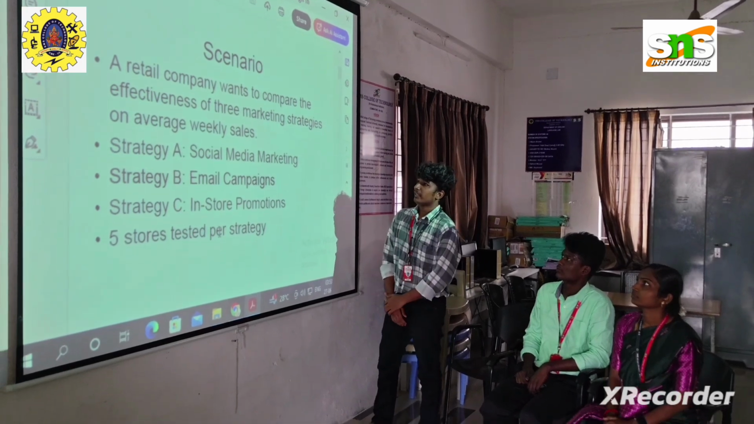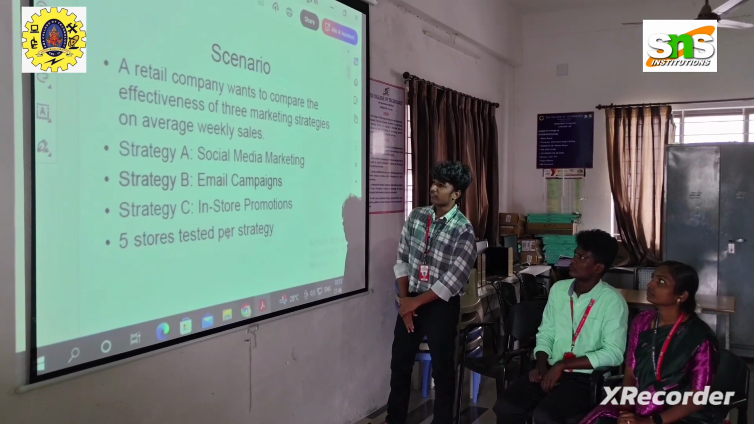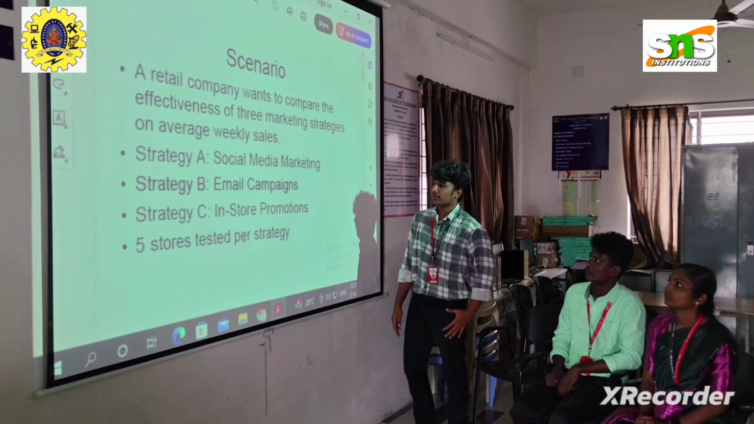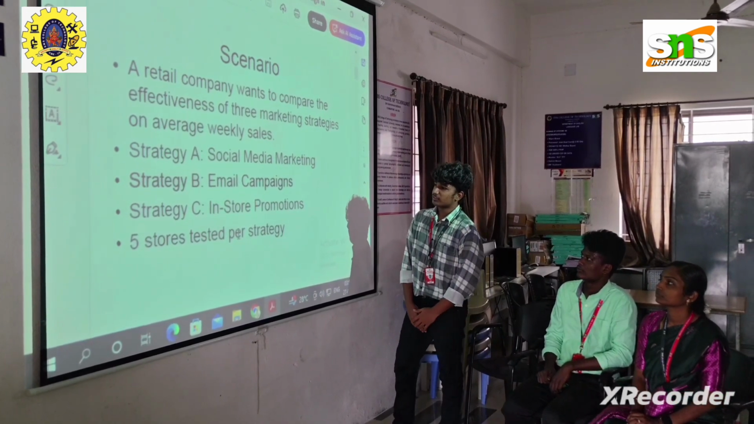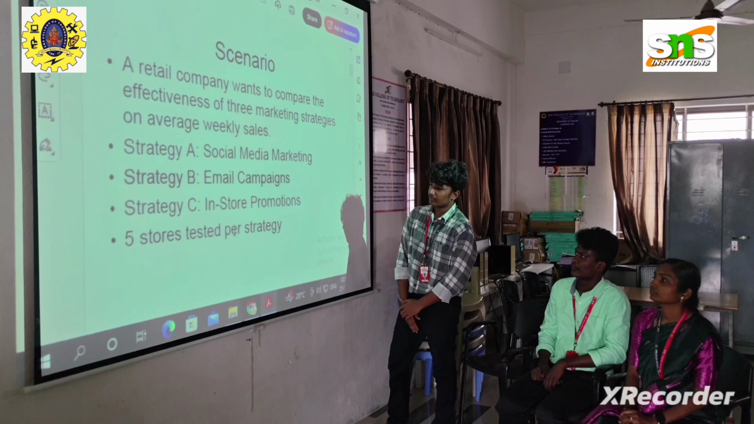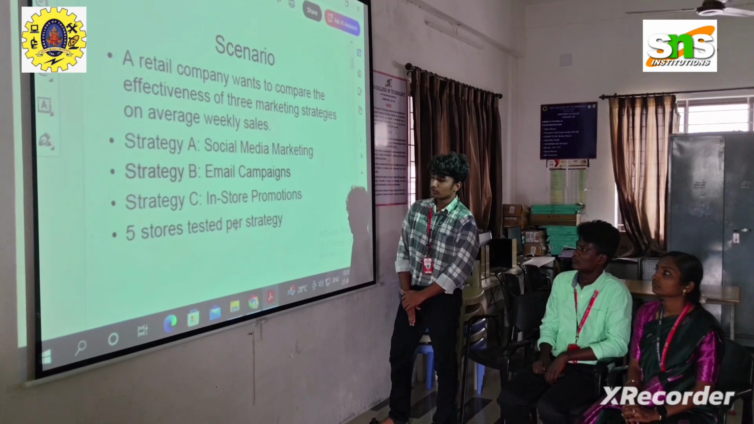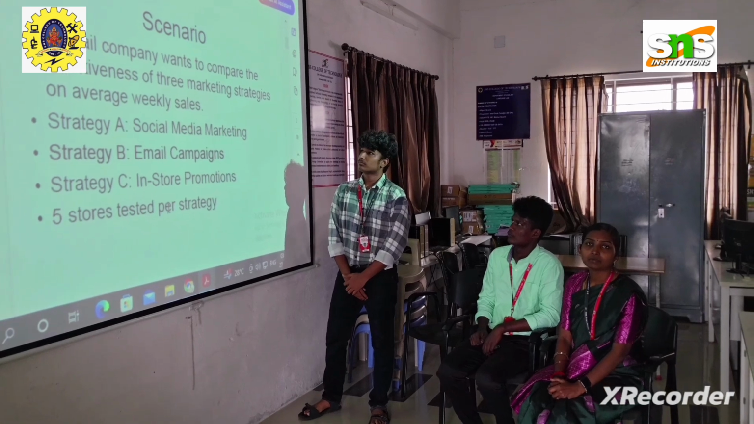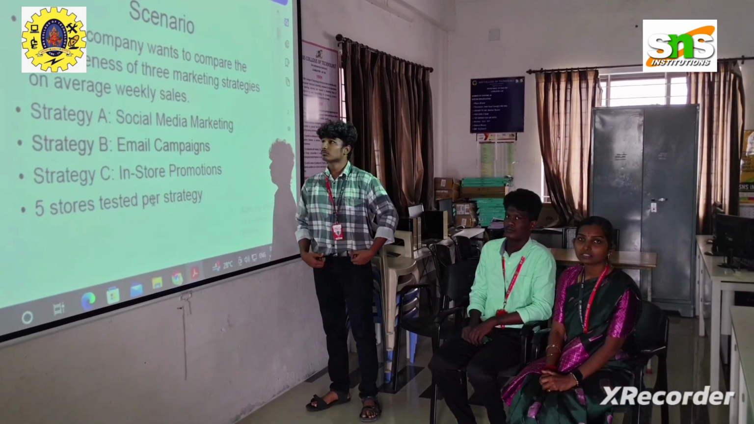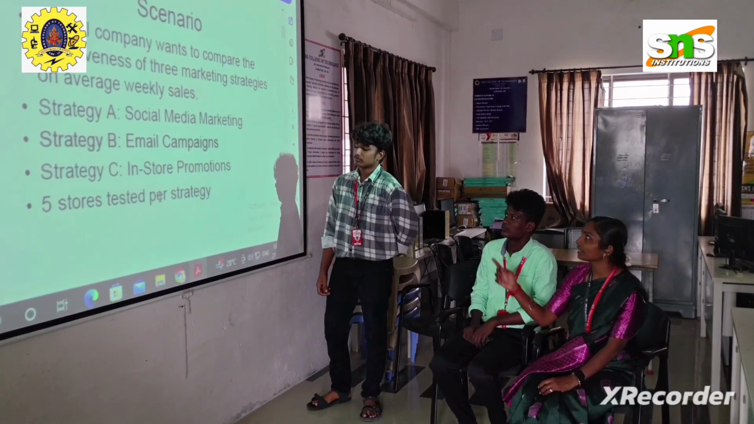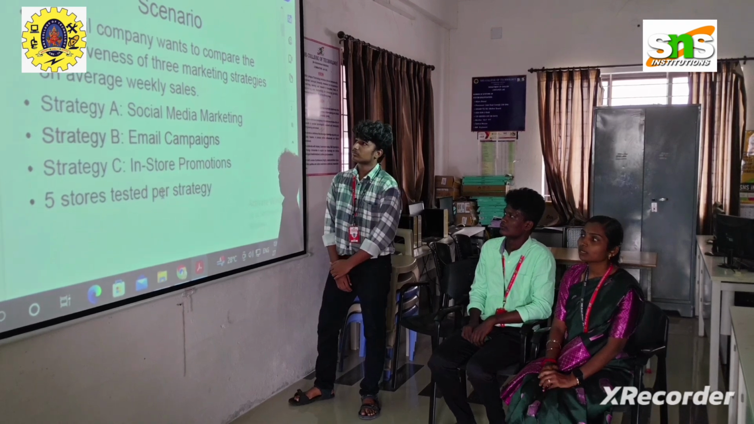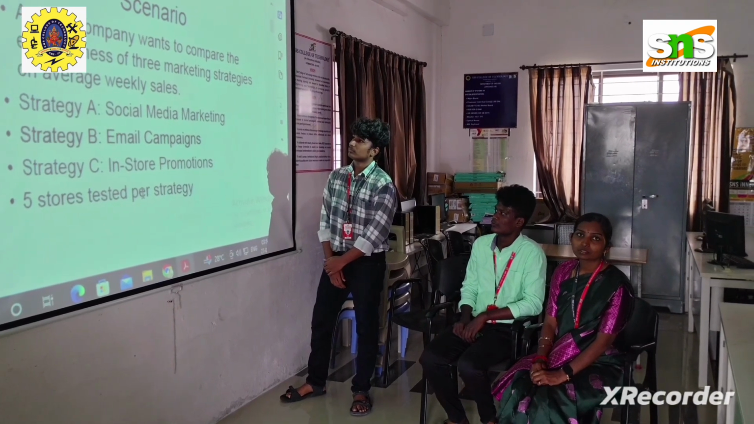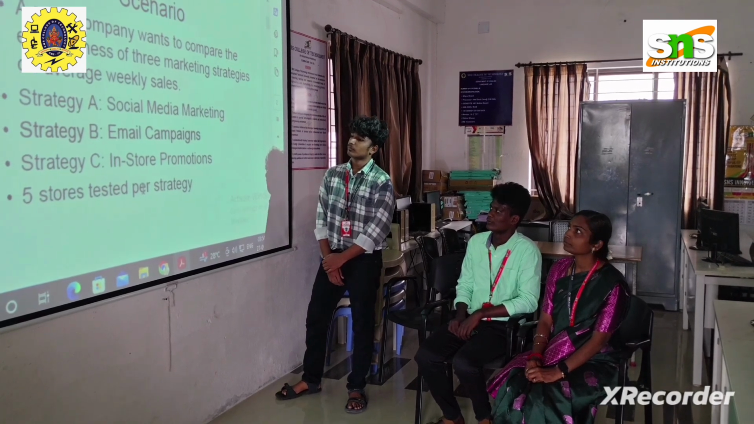Scenario 1. A retail company wants to compare the effectiveness of three marketing strategies on average weekly sales. Strategy A, social media marketing. Strategy B, email campaigns. Strategy C, in-store promotions. 5 stores tested per strategy. So here this is our scenario wherein a retail company is going to use three strategies. One is social media marketing, the second is email campaigns, and the third is in-store promotions. Here we are going to choose five stores for each of the strategies.